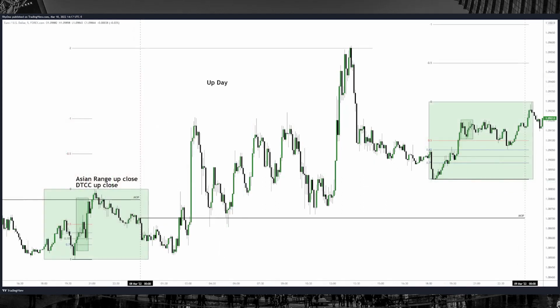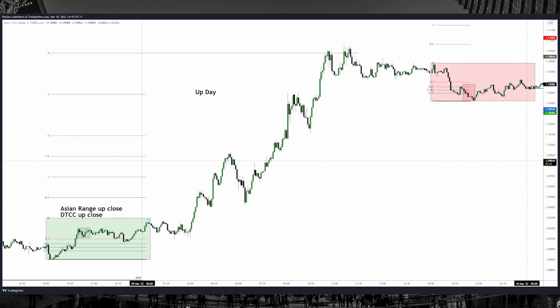Now, the next day. The Asian range is an up-close range. We then expect an up-close day. The high of that day is deviation +2 and the day closed bullish. The very next day, 7th example, same thing. Up-close Asian range equals up-close day. High of the day is at +4 deviation.